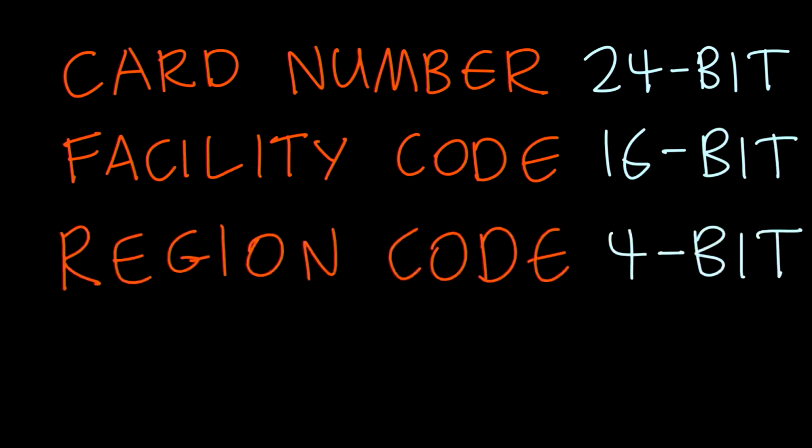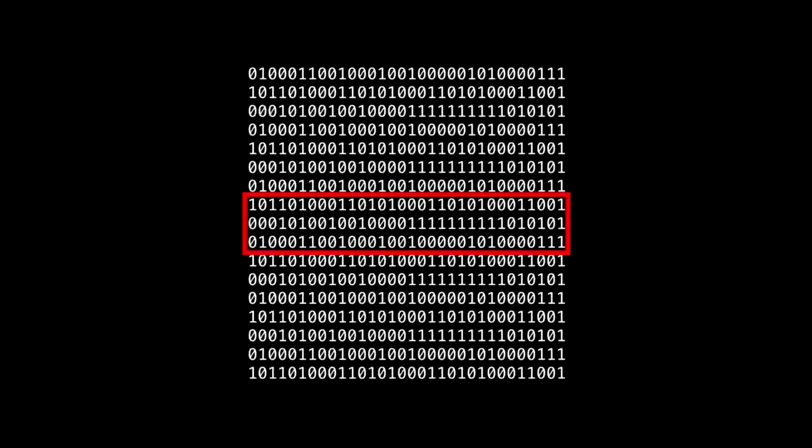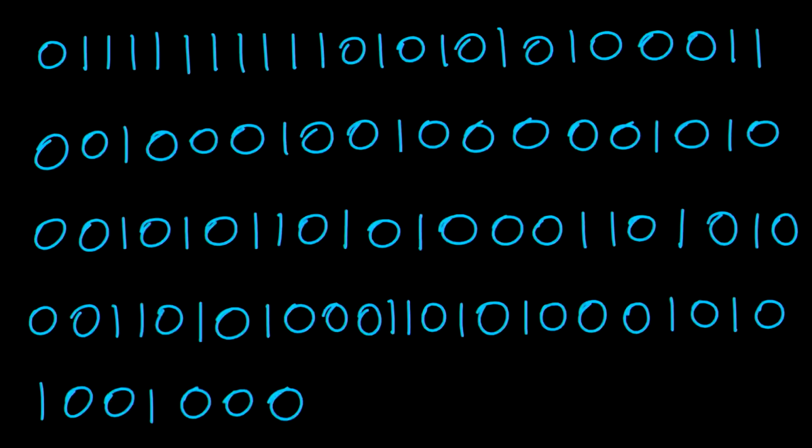Actually, I lied, because it should be the combination of region code, facility code, and card number. And then you have an issue level, which is basically how many times this person has lost their card and how many times I have had to reissue it. You start with 0 and move upwards from there. So I know that somewhere in this stream of zeros and ones is this data. So here is that stream of zeros and ones. There's clearly a repeating pattern here. I wrote this out for some reason.